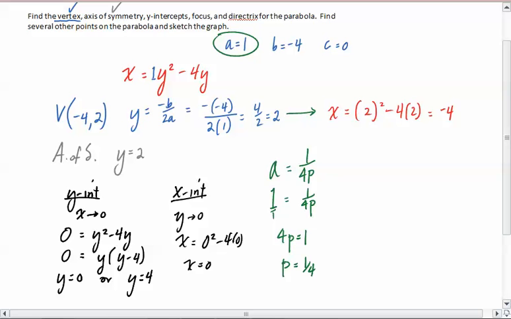Probably I'm going to go ahead and take a look at sketching kind of a rough picture. We're not finished getting all the information they wanted us to get, but let's go ahead and begin to put some of this on the graph. I have a vertex at (-4, 2).